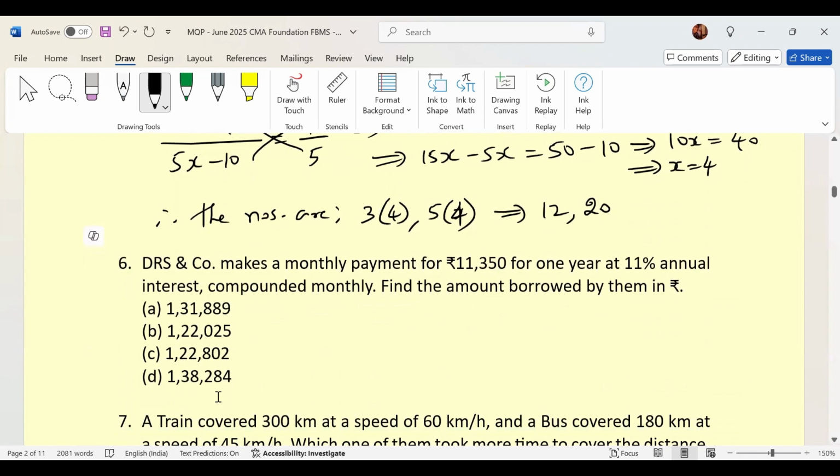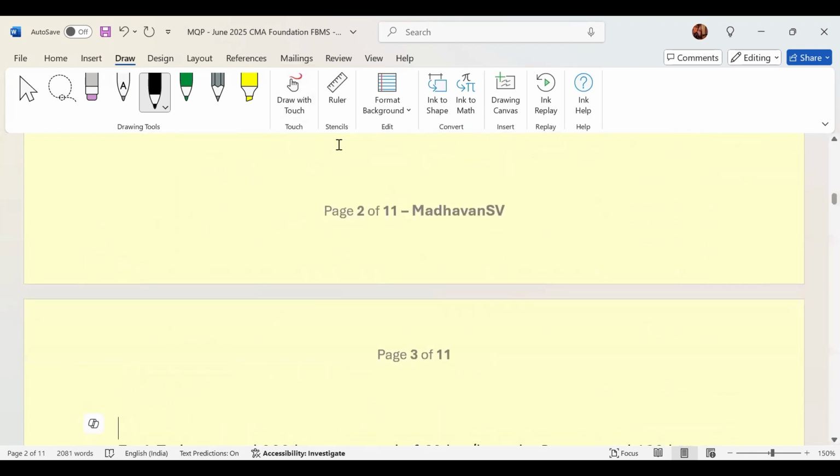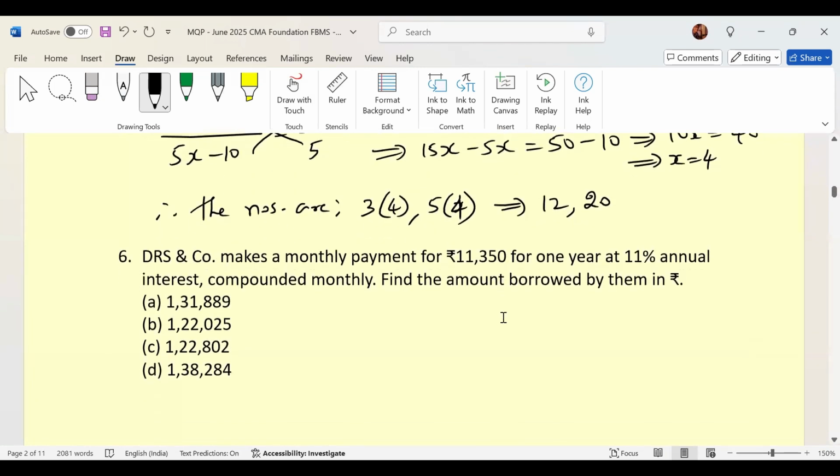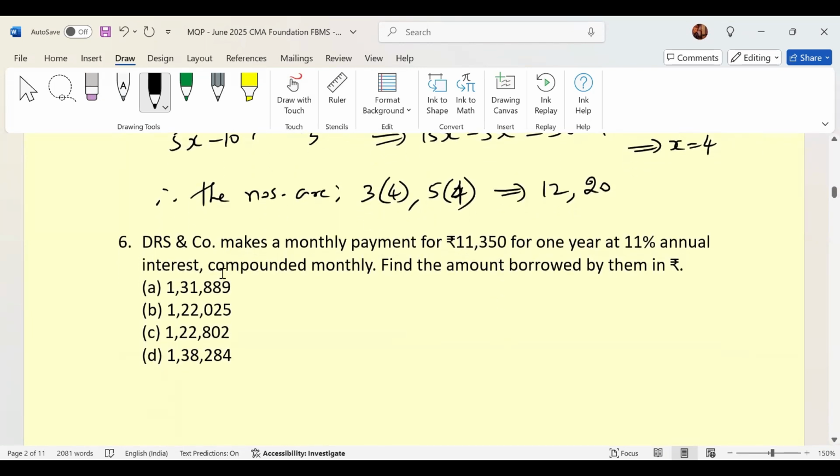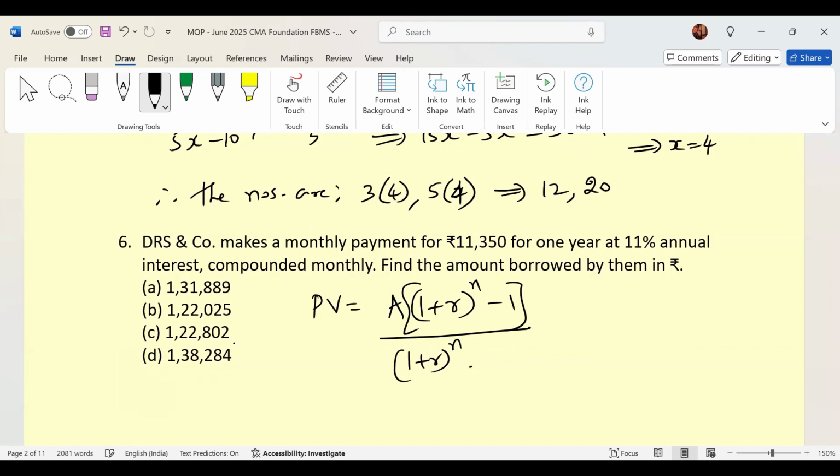DRS company makes a monthly payment of rupees 11,350 for 1 year at 11% annual interest, compounded monthly. Find the amount borrowed by them in rupees. Amount borrowed by them becomes the present value, and this monthly payment becomes our annuity. So we need to find out present value is equal to A times (1 plus R to the power of n minus 1) divided by (1 plus R to the power of n into R).